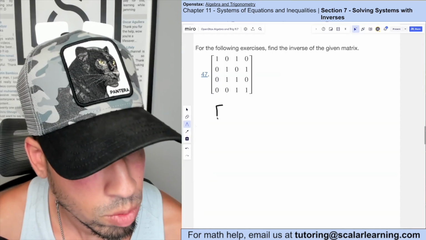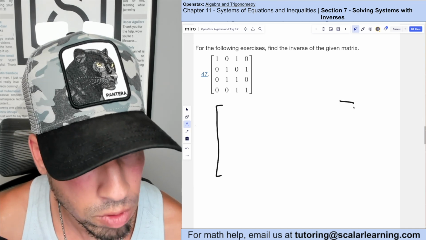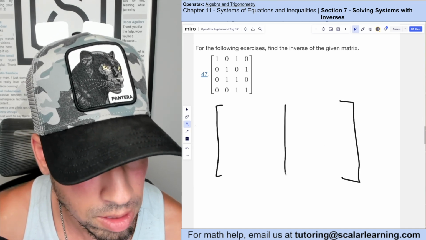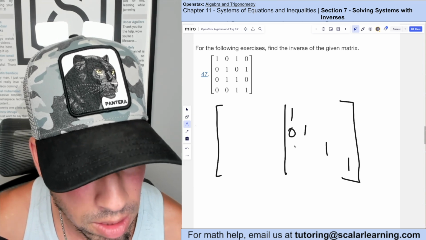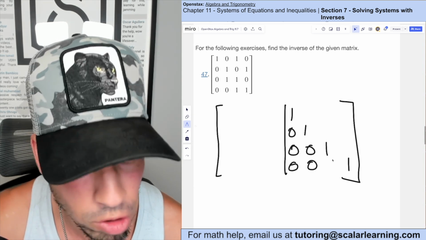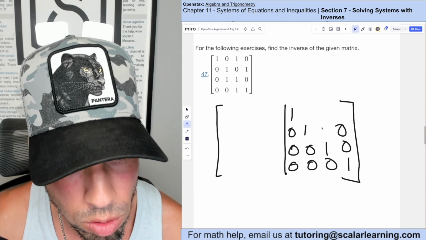Done. So for this one, to find the inverse, we're going to first get it set up like this, with that nice identity matrix on the right-hand side, with a diagonal of ones and then zeros all around.